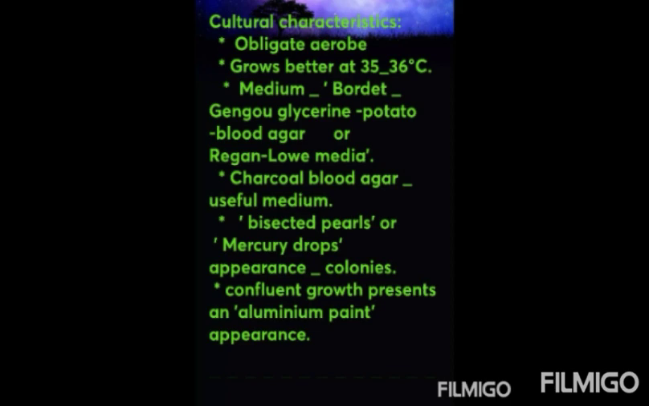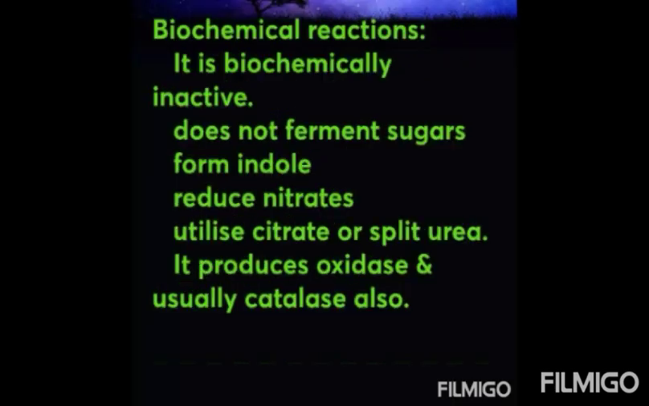After incubation for 48 to 72 hours, colonies on Bordet-Gengou medium are small, dome-shaped, opaque, viscid, grayish-white, refractile and glistening, resembling bisected pearls or mercury drops. This is very important. Confluent growth is present as an aluminium paint appearance. So bisected pearls or mercury drops appearance on Bordet-Gengou medium, these are the important points.